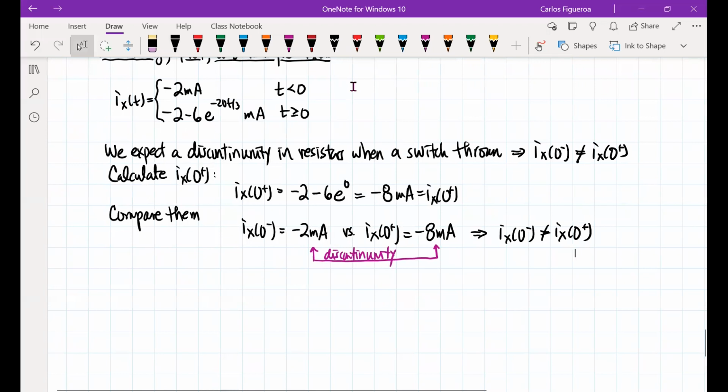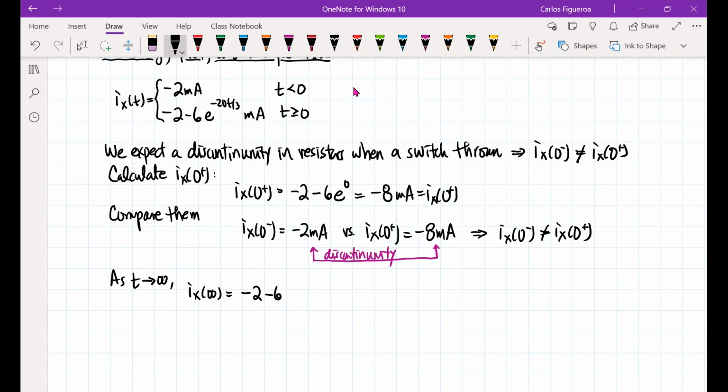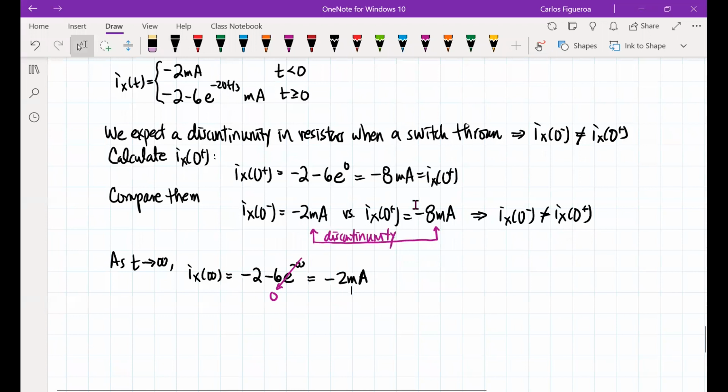And then the other thing that we should see here is that as t goes to infinity, Ix at infinity is going to be equal to minus 2 minus 6 times e to the minus infinity, which of course goes to 0. So the final steady state is minus 2 milliamps. Okay, so let's go look at that.